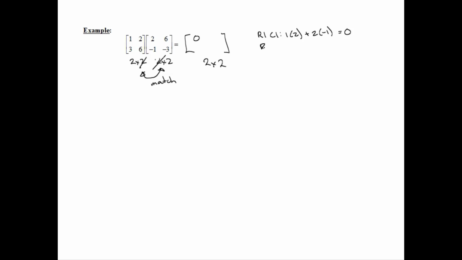Now let's try row 1, column 2. Here's row 1, here's column 2. 1 times 6 plus 2 times -3. That gives me 6 minus 6, which is 0. So I got a 0 again. Let's move to row 2. Row 2, column 1. Here's row 2, here's column 1. 3 times 2 plus 6 times -1. 6 minus 6 gives me 0. Lots of zeros. Let's see what the last one turns out to be.